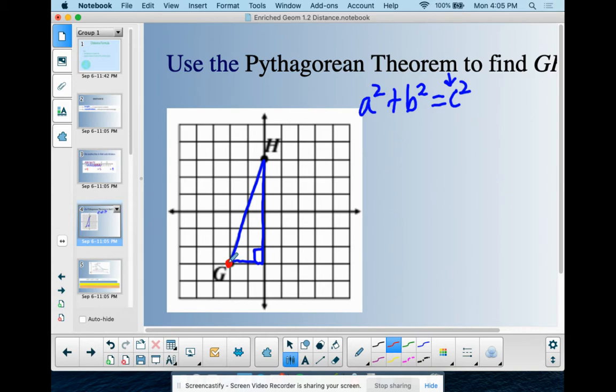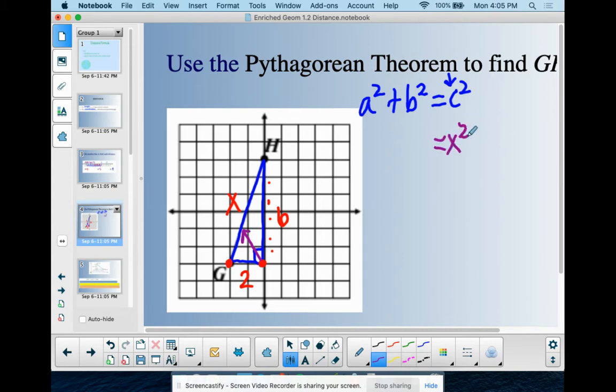So from G to this right angle is 2 blocks, right? And then from the right angle up to H would be 1, 2, 3, 4, 5, 6. And we're looking for the length of GH. So I'm going to call it X. And your hypotenuse is always across from that right angle. So X is my hypotenuse. So that's our C value.